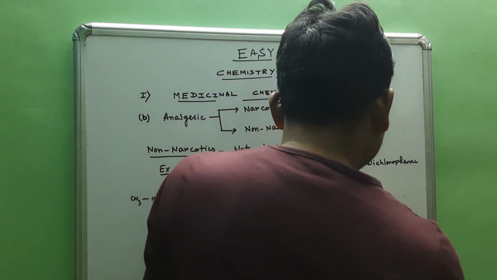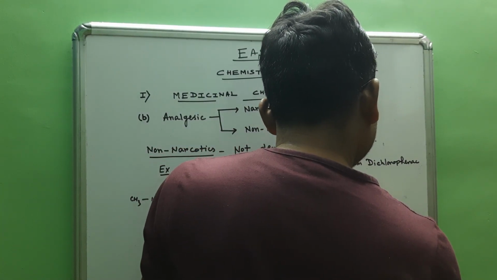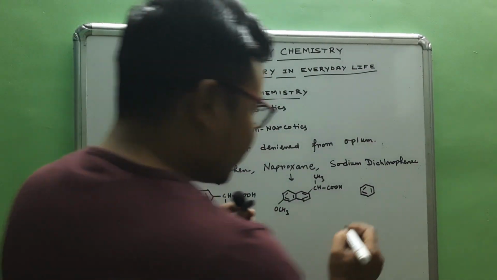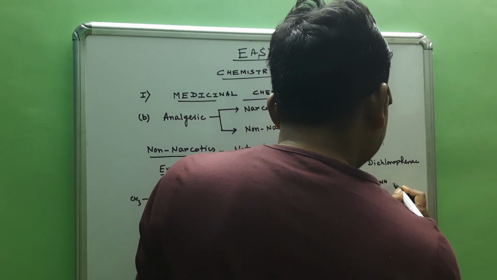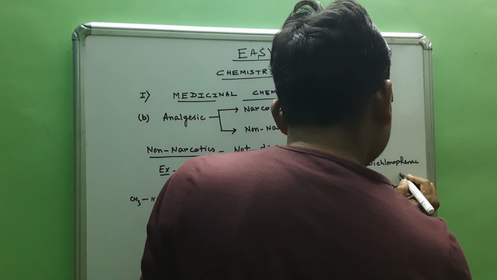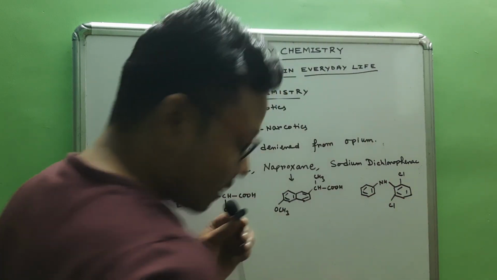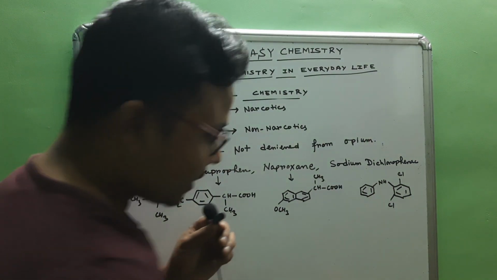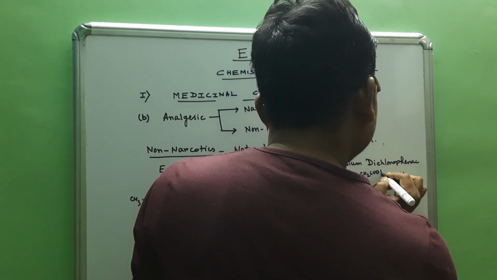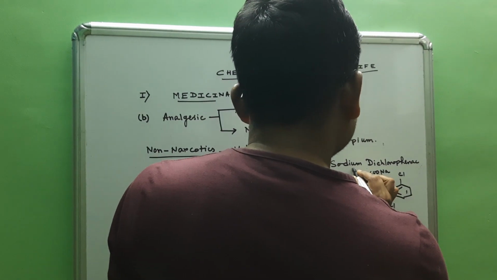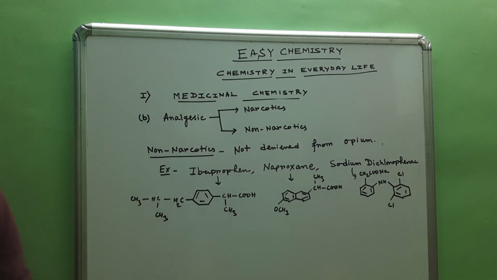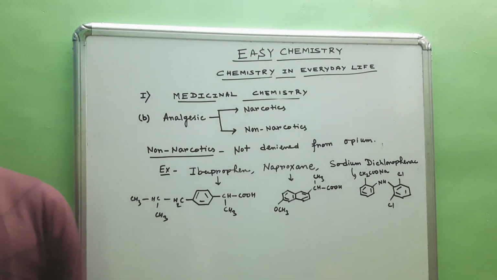And what is sodium diclofenac? This is the structure of sodium diclofenac. Here are the Cl, and here CH2COONa. This is sodium diclofenac. So these are the main three non-narcotic compounds used as analgesics.